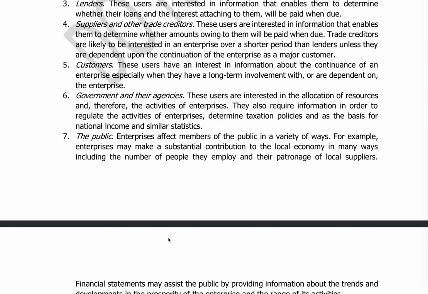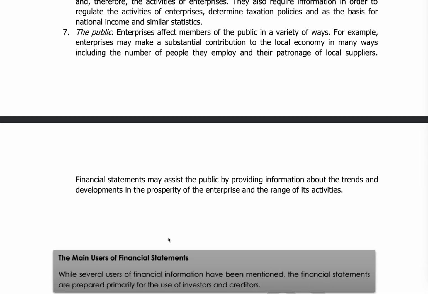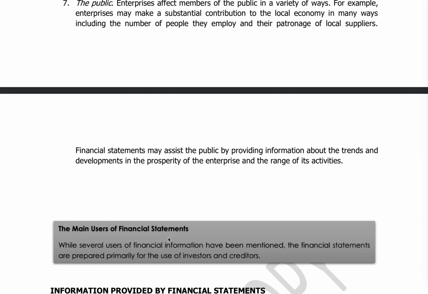Okay? Next, public. General public. Of course, marami yan. It is a variety of ways. For example, enterprises may make a substantial contribution to the local economy in many ways, including the number of people they employ, patronage of local suppliers. So the public would be interested in many ways. We cannot really identify. There are so many ways, okay?